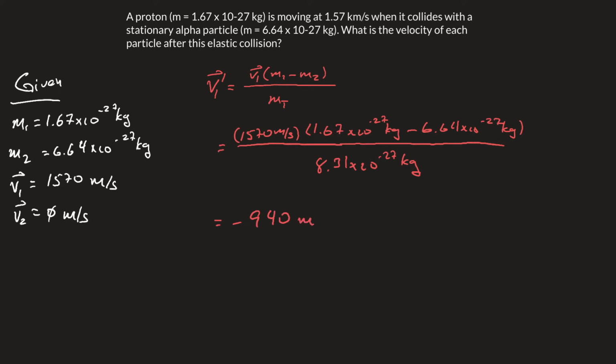940 meters per second. Now the direction is really important here, right? What this tells us is that it's 940 meters per second backwards, assuming that our initial velocity here was forward.